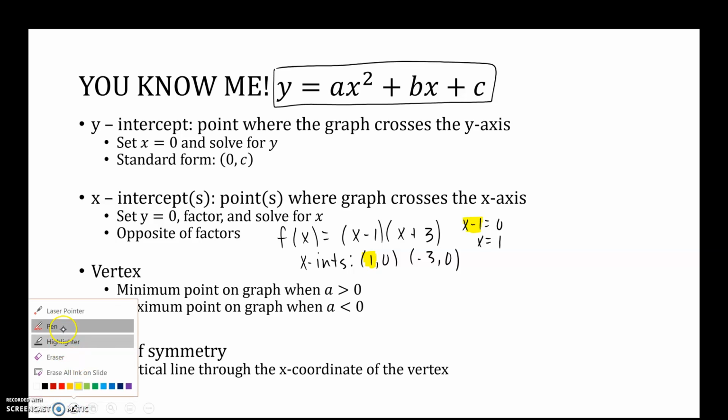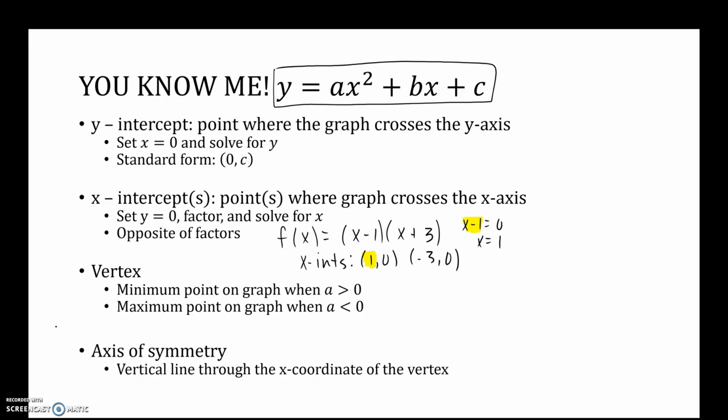Okay, the vertex is the highest or the lowest point on the graph of the quadratic, and we know the graph is called a parabola. So when a is greater than 0, my parabola opens up, and the vertex is the minimum point. When a is less than 0, when my lead coefficient is a negative number, my vertex is a maximum. It's the greatest point on the graph. Okay, so min and max are all about the behavior of the lead coefficient, that value of a. All right, and you should have taken notes on this already.